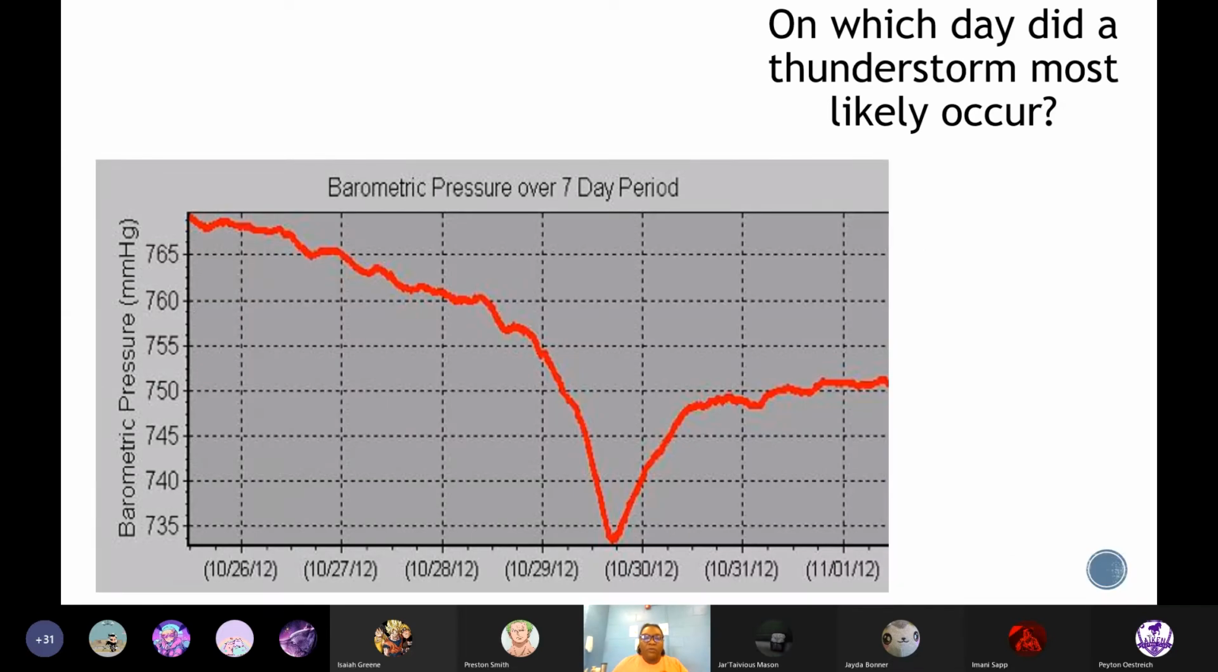So let's look here. We see this is a line graph. I know this is a line graph because there's a big red line here. The title tells me that this line graph is measuring the barometric pressure over a 7-day period. Now, what is barometric pressure?